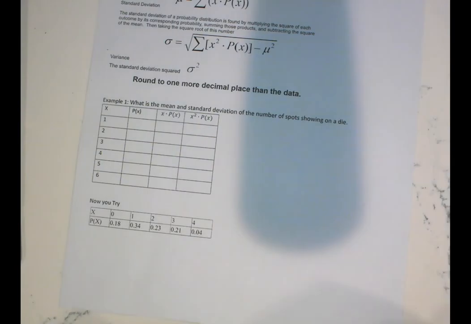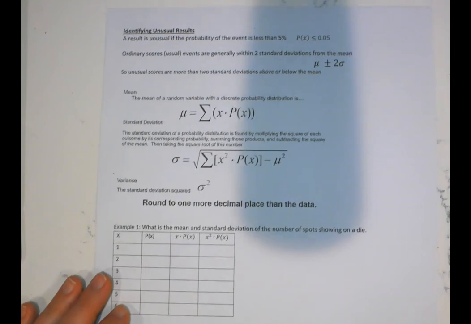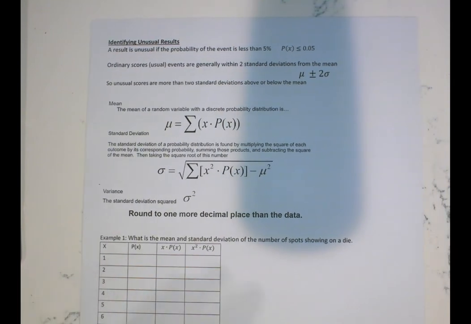So if we go to our next page, we're going to talk about finding parts to our probability distribution. So in this unit, we're going to talk about 3 different types of distribution. And for each of them, we're going to talk about mean, standard deviation, and then unusual values.